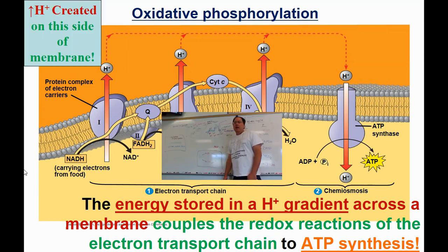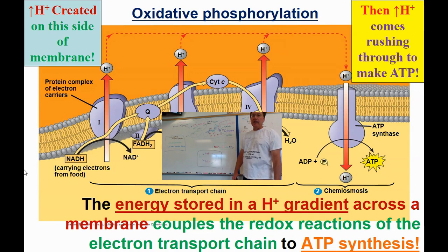See that an increased number of hydrogen ions are created, a gradient is created on the top side of the membrane, and then all this high concentration of these protons come rushing down on the right side there.